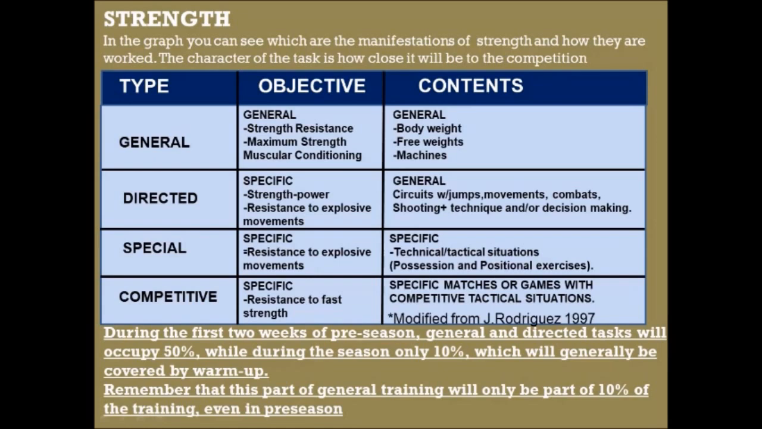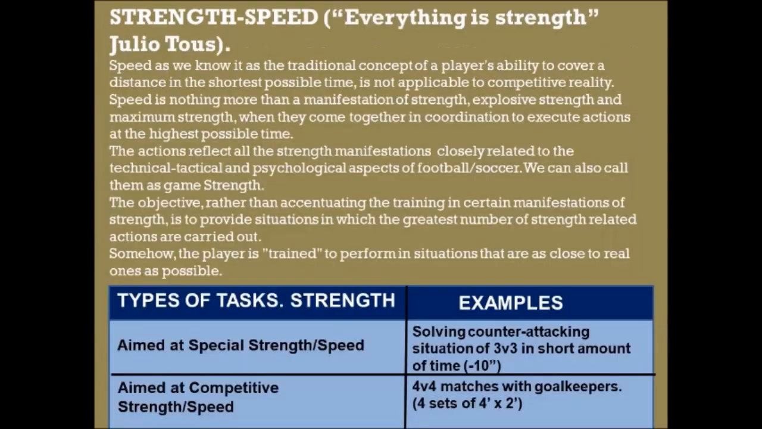We're going to use football as a way of obtaining football shape or physical shape, however you want to call it. Strength, speed, everything is strength according to Julio Tous, disciple of Francisco Seirul-lo, and also a physical trainer of Antonio Conte. Speed, as we know, is a traditional concept of players' ability to cover a distance in the shortest possible time. It is not applicable to competitive reality. Speed is nothing more than a manifestation of strength. So according to Seirul-lo and this school, strength and speed are linked. When I studied over 20 years ago, we learned that they were cousins, they're related.